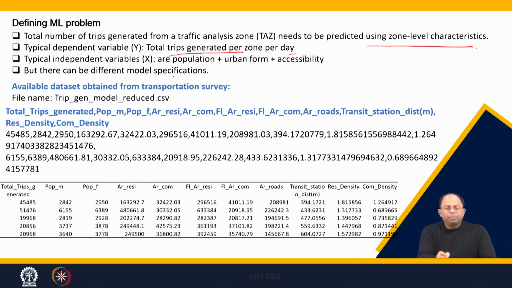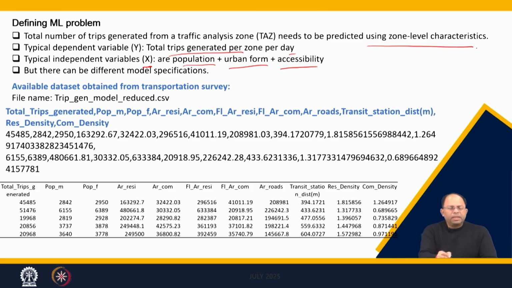And in this case, the independent variables, which are given as x, are either the population which lives in the zone, urban form parameters like area under different land use or the area under different building uses, then accessibility parameters and so on. We can have different specifications of the model, but here we will test one to show you how it works.